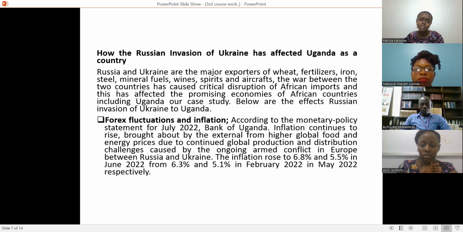One of the effects of the invasion of Ukraine on Uganda is forex fluctuations and inflation. According to the Monetary Policy Statement for July 2022 by the Bank of Uganda, inflation continues to rise, brought about by external factors from higher global food and energy prices due to continued global production and distribution challenges caused by the ongoing armed conflict in Europe between Russia and Ukraine.